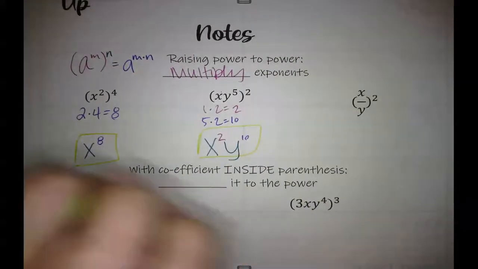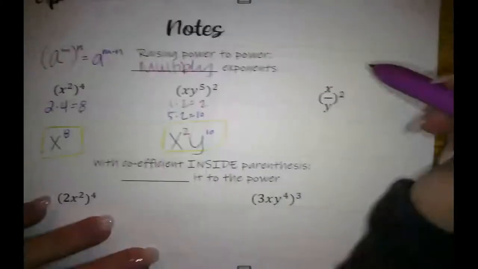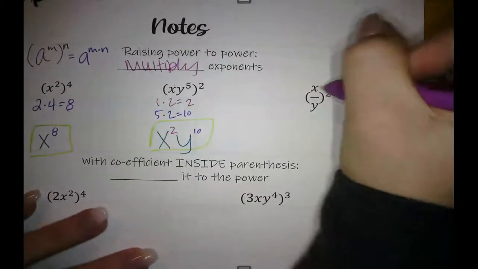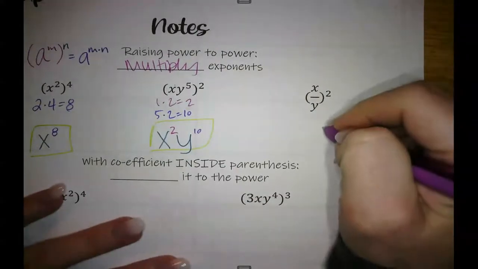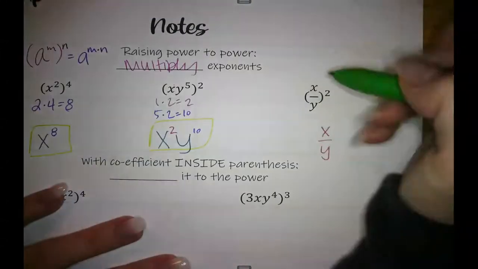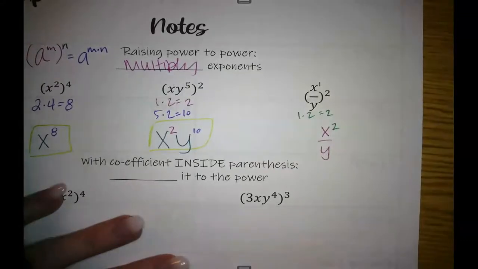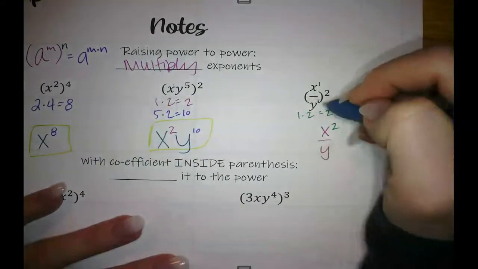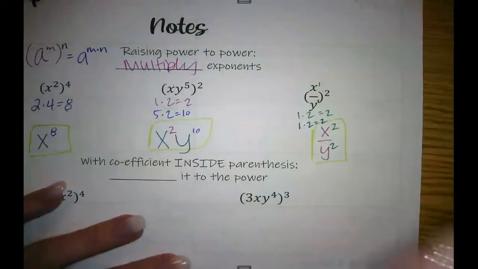So x squared, y to the 10. We can even do it here if we've got a fraction inside. We're still just going to be raising each of those to the power. So we've got x over y. For x, this is 1, so I've got 1 times 2, that equals 2, so then I've got x squared. Y as well is 1 times 2, 2. So my answer is x squared over y squared.